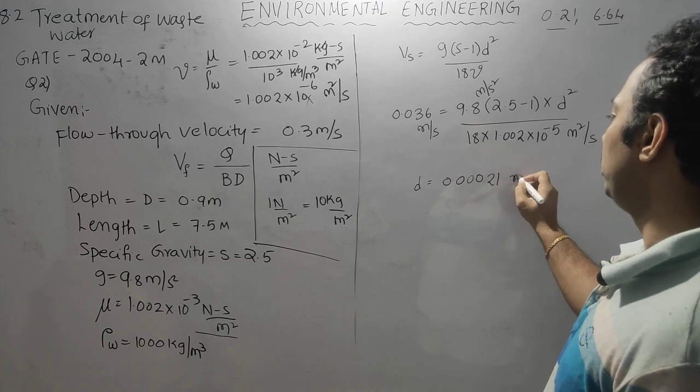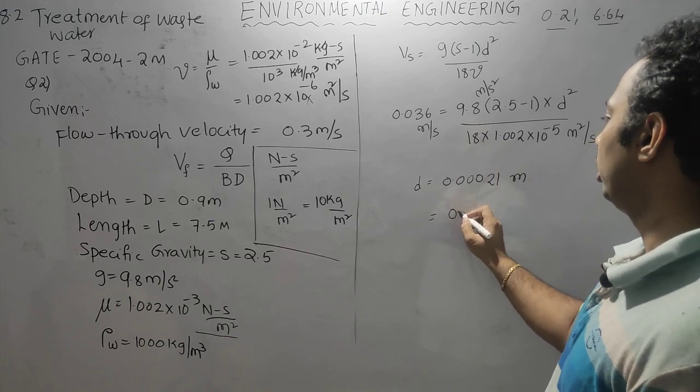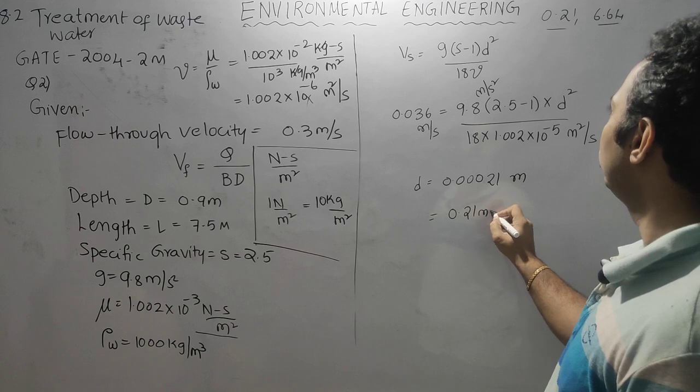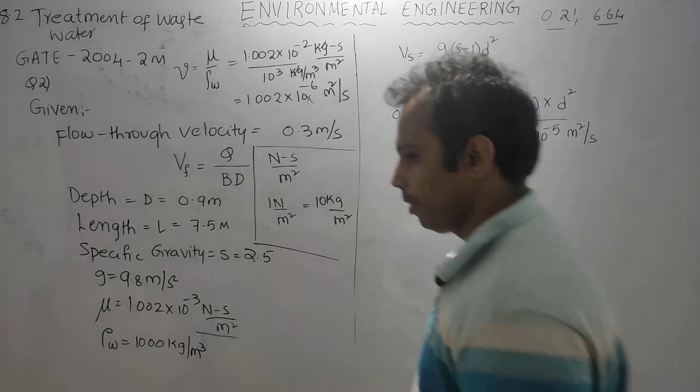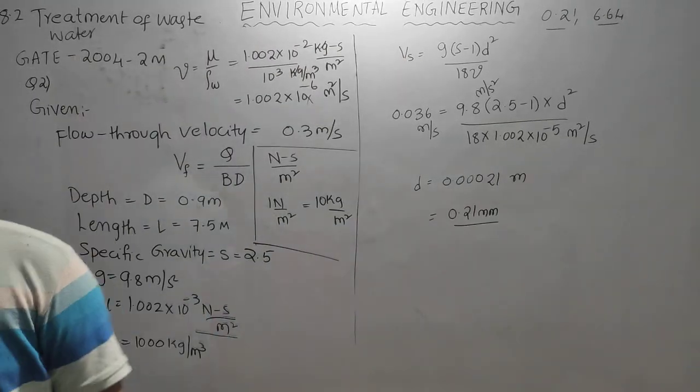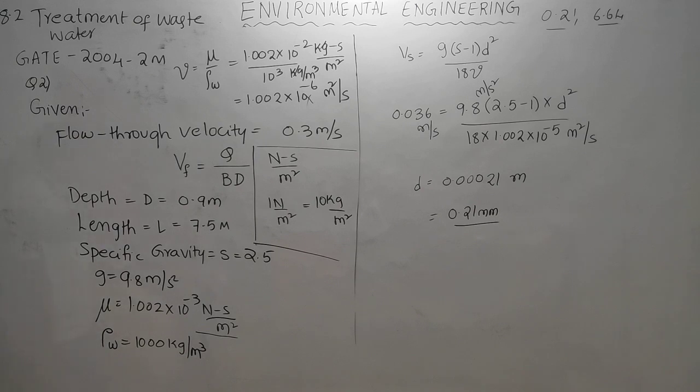0.00021 meter. So if you are calculating it in mm, you will get it as 0.21 mm. So that is the solution of the second question, 0.21 mm. Okay, so let us go ahead into the third question.